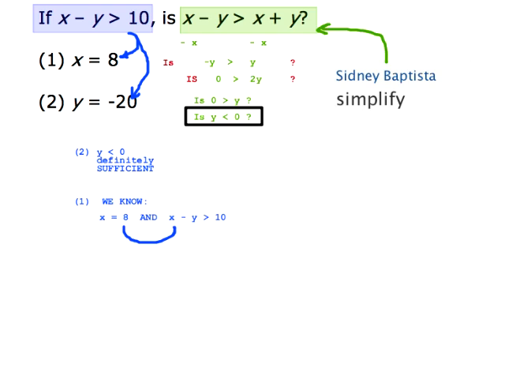So we can substitute into there. 8 minus y is greater than 10. And then we can bring y over, and we can bring 10 over. And so then -2 is greater than y. So y is negative. This is sufficient. So we have D, like dog. Both statements individually are sufficient.